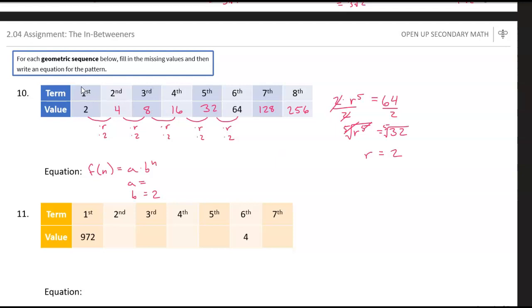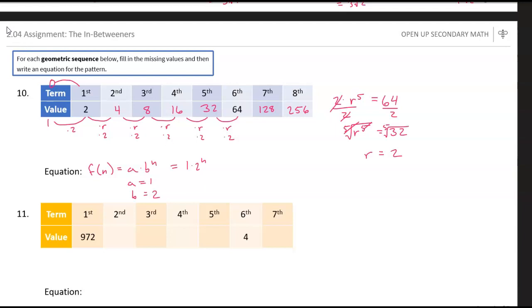Let's see, we have a 1. We actually need to go back a step to get to our value at 0. So let's see, this is going to be multiplied by 2. So 2 divided by 2 to go back is going to be 1. So a is 1. So we'll get 1 times 2 to the n. We're just plugging this in, right? 1 goes in here, 2 goes in there.